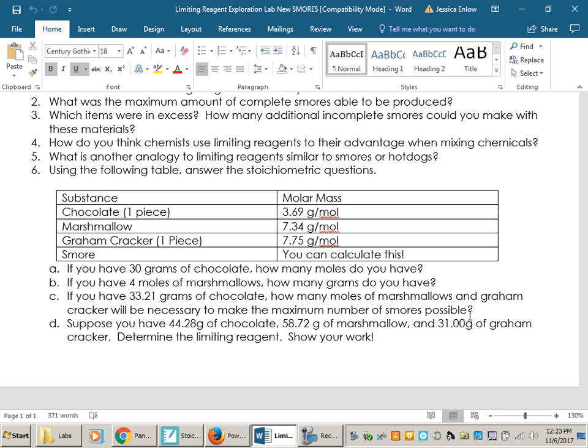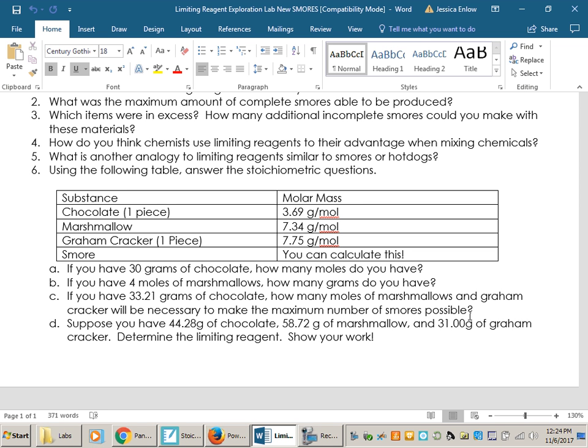All right, for D, who figured out how to approach this in an easy fashion? Izzy. So you do however many grams you have divided by whatever grams per mole it is. Okay, so like for chocolate, it would be 44.28 divided by 3.69. And that gives you the amount of moles you have, and then you do that for all of them and see which one has the least amount of moles.